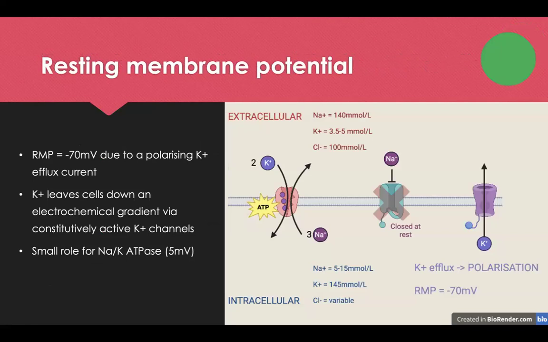I hope that's a bit of an intro to where the resting membrane potential comes from. This summary slide tries to illustrate that with diagrams. So overall, we end up with a resting membrane potential of minus 70, which is caused by polarizing potassium efflux currents, mainly from this inward rectifier or potassium leak channel. It's leaving down its electrochemical gradient, and there's a small role for this sodium-potassium ATPase.